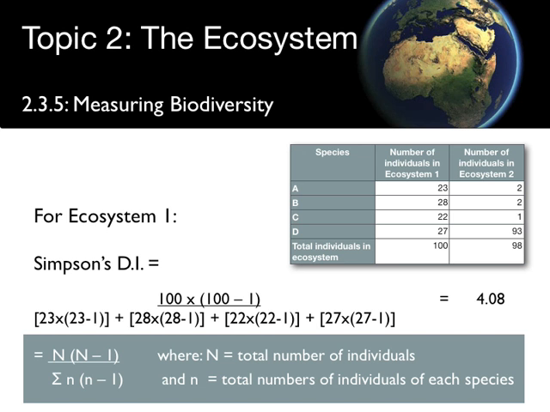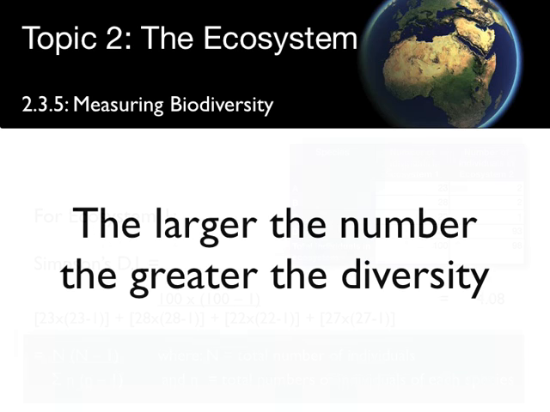But what does that actually mean? What is a diversity index of 4.08? Well, Simpson's Index works like this: the larger the number, the greater the diversity. So it is possible to compare two different ecosystems or more against each other and say which ecosystem relative to the other is the most diverse.